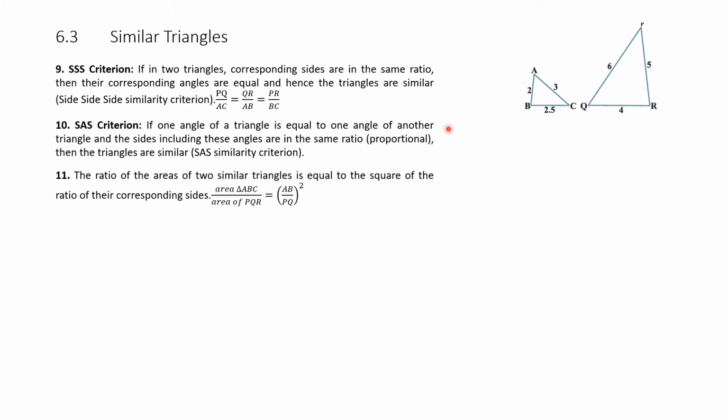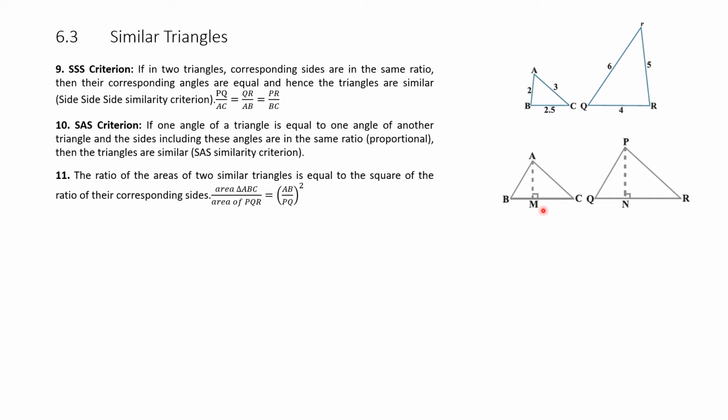The ratio of the areas of two similar triangles is equal to the square of the ratio of their corresponding sides. So, we know the area of ABC here; you can see the two triangles ABC and PQR. The area of triangle ABC divided by the area of triangle PQR is equal to the square of the ratio of their corresponding sides.